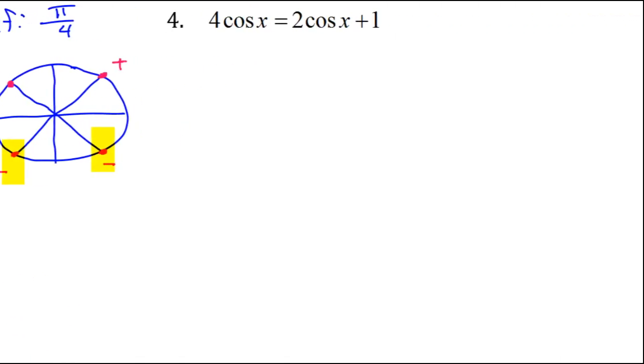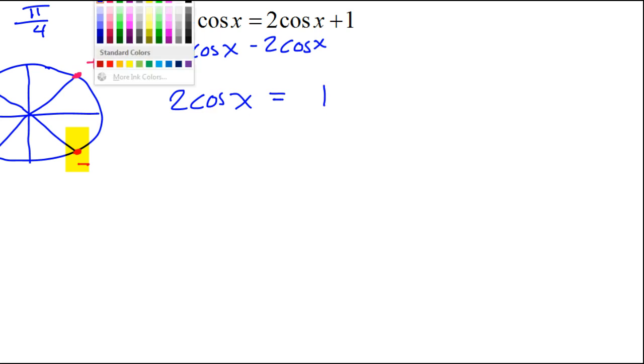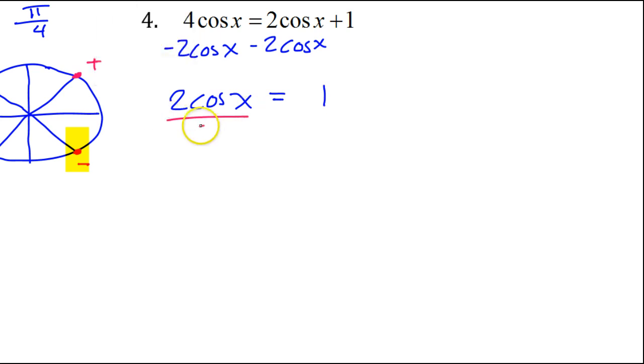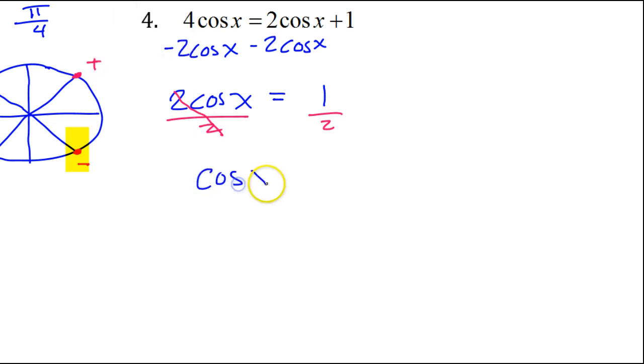How about number 4? Again, I see cosine on both sides. Those like terms must be gathered together. So I'm going to subtract 2 cosine x from both sides. Those cancel each other out. But on the left side, now I have 2 cosine x is equal to 1. In order to get cosine x by itself, I'm going to divide both sides by 2. So that will leave me with cosine x is equal to 1/2.